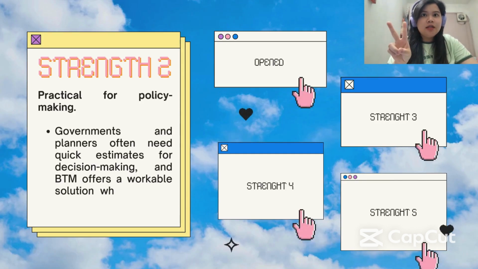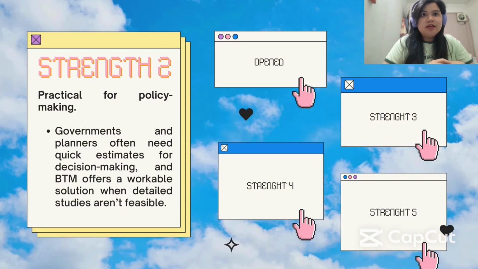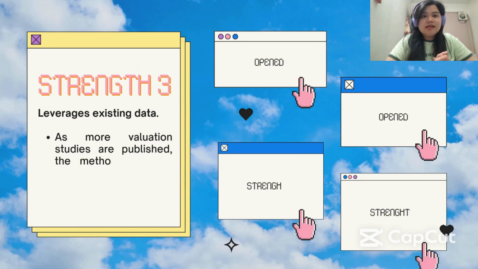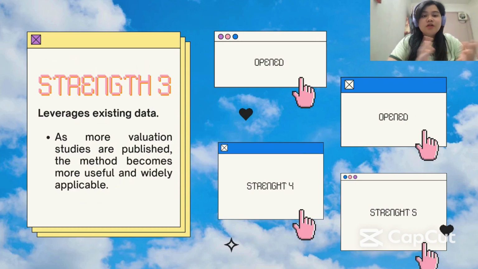For the second one, it is practical for policy making. Government and planners often need quick estimates for decision making, and the benefit transfer method offers a workable solution when detailed studies aren't feasible. For the third one, it leverages existing data. As more valuation studies are published, the method becomes more useful and widely applicable.